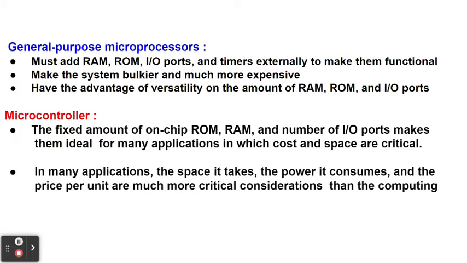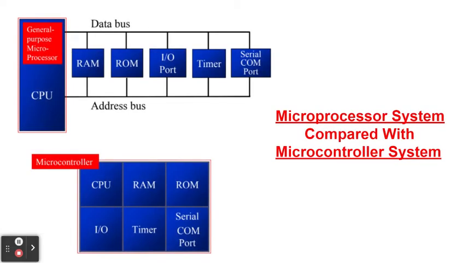In many applications, the space it takes, the power used, and the price per unit are much more critical considerations than the computing power. This is the microprocessor system compared with the microcontroller system. As you can see here, the general purpose microprocessor has the CPU on the left side, and outside the CPU are the RAM, ROM, IO port, timer, and serial COM port, which are connected through the data bus and address bus and will later on be controlled through the control bus.